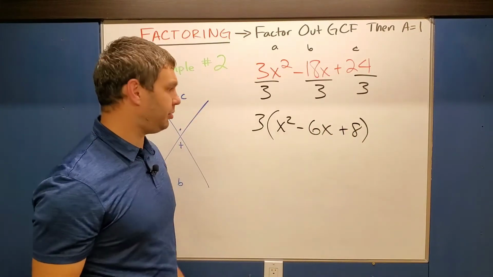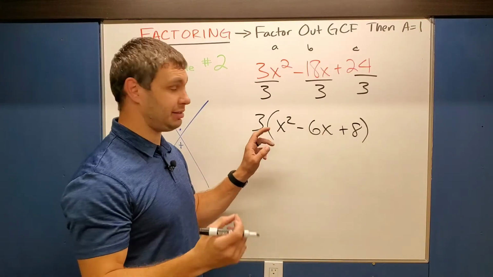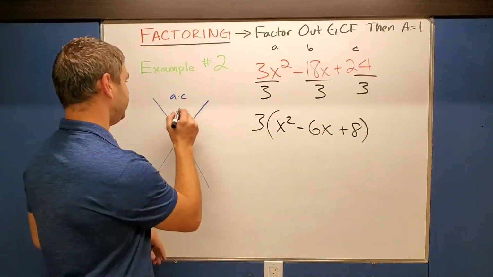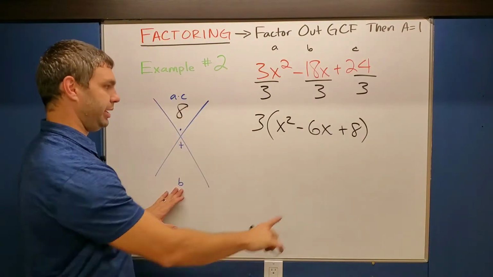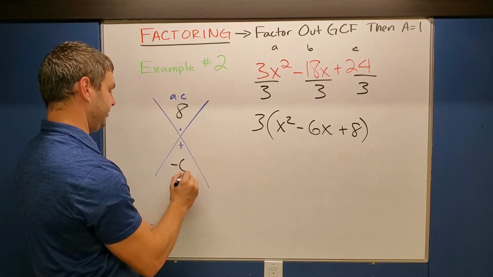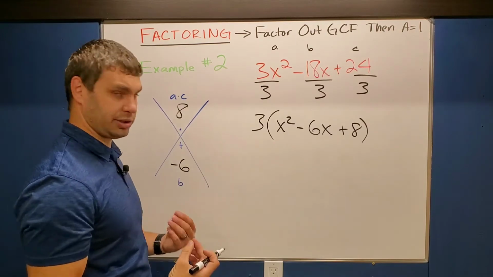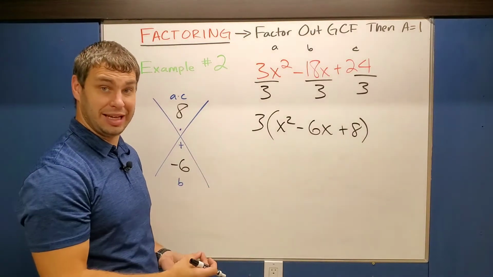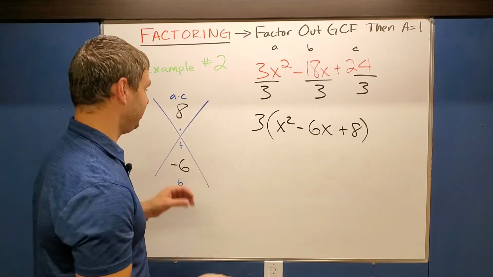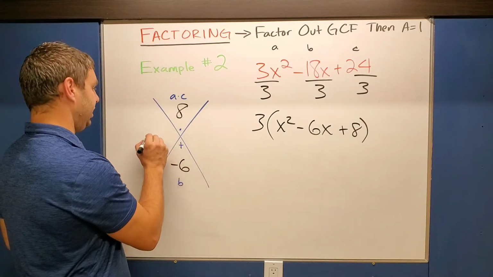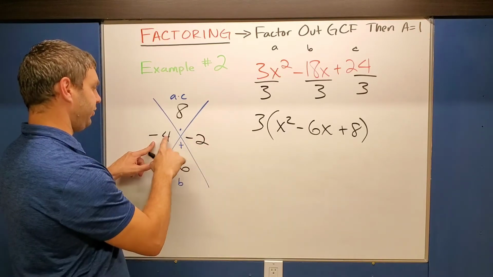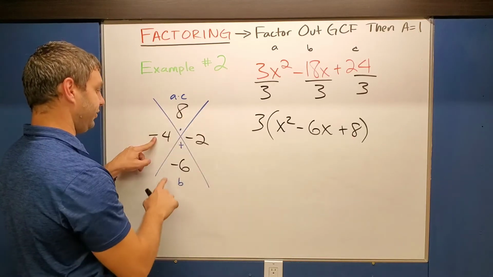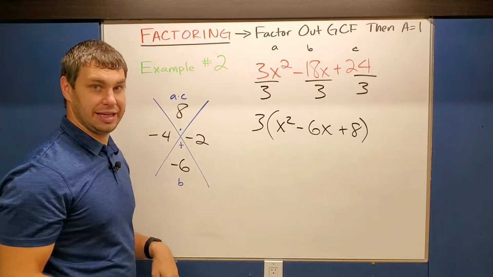So here my A term times my C term is going to be 8. Put that in my graphic organizer, A times C. The B term comes down to the bottom here and is a negative 6. All right, so what 2 numbers multiply to be a positive 8 and add to be a negative 6? The only way that can happen is if both of these numbers are negative, and it's going to be a negative 4 times a negative 2. Negative 4 times negative 2 is a positive 8. Negative 4 plus negative 2 is a negative 6.